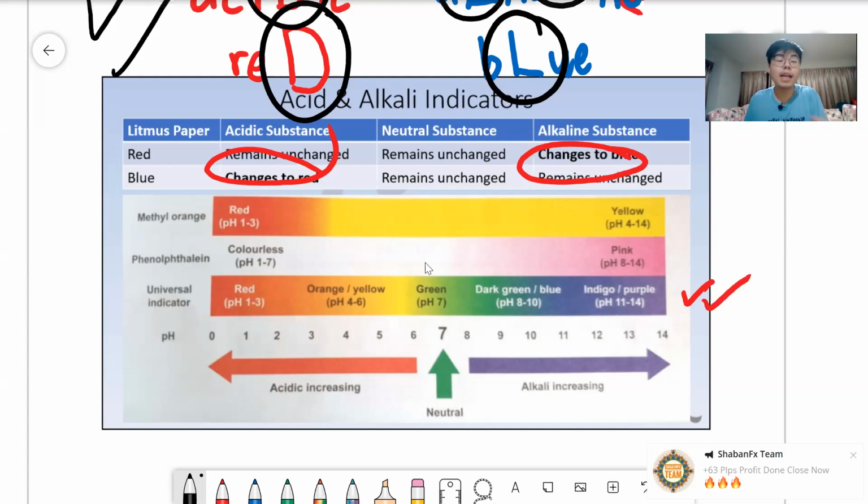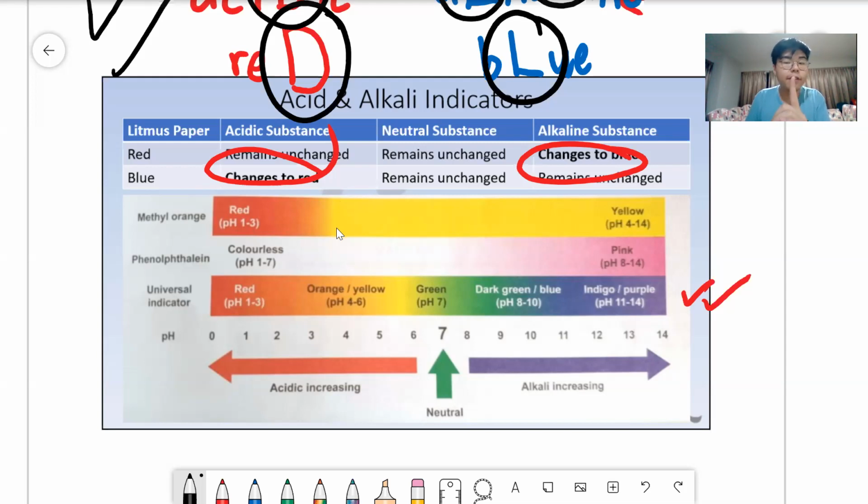Okay, so if you can see here, this methyl orange is very special, because the color doesn't change in the middle. You will see the orange color start to change here. That is why red color is only for pH 1 to 3, the very acidic side. But yellow is going to be from 4 to 14. That means it is going to cover acidic, neutral, and alkaline. Because the orange color starts to change here, and the yellow color starts here.